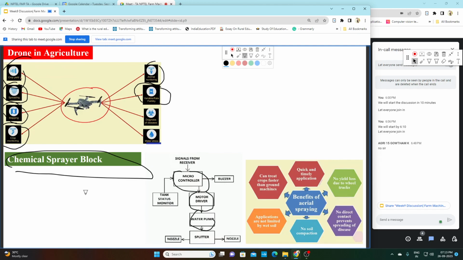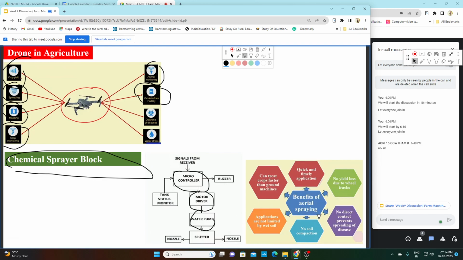So again I am repeating what you will do. You will operate your drone from a remote location. The drone will go over the field. It will collect image data. The image data will be fed to the microcontroller, which will calculate some kind of index. If that value is less than the threshold value, then your motor driver, pump and nozzle will not operate. But if it is more than the threshold value, then your motor driver, pump and nozzle will operate. So that is the principle of variable rate spraying.